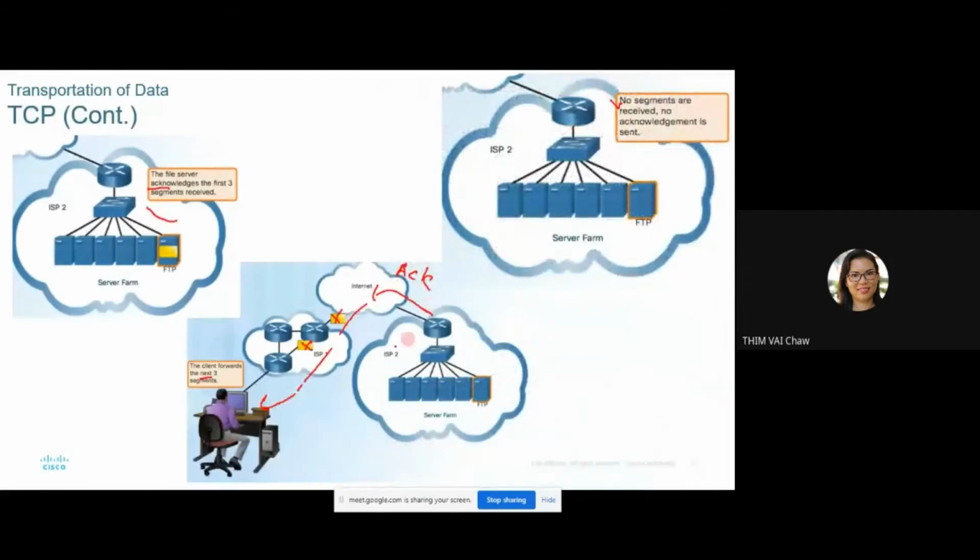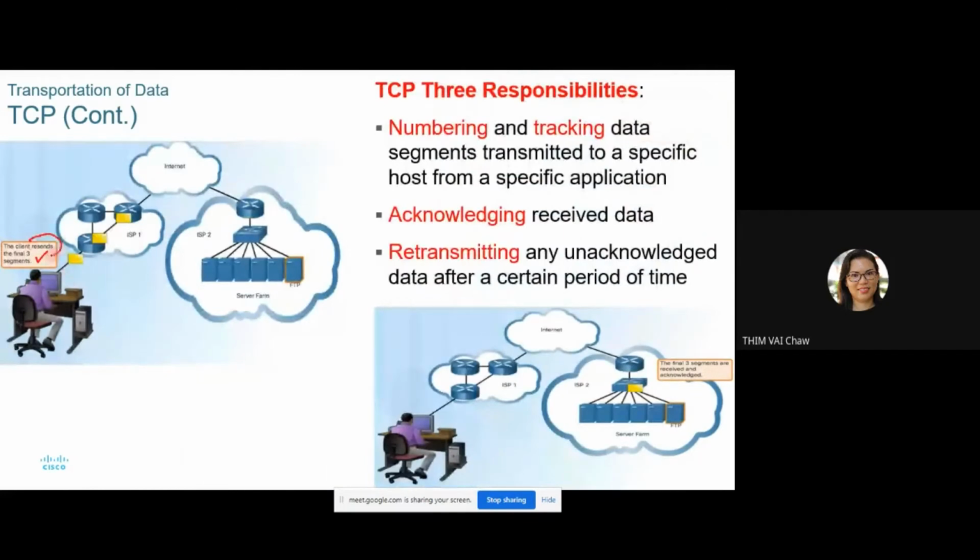They still did not receive the second batch's acknowledgement. So he will resend the data again. This is why we use the words resend the final 3 segments again, because this PC did not receive the acknowledgement from the FTP server.